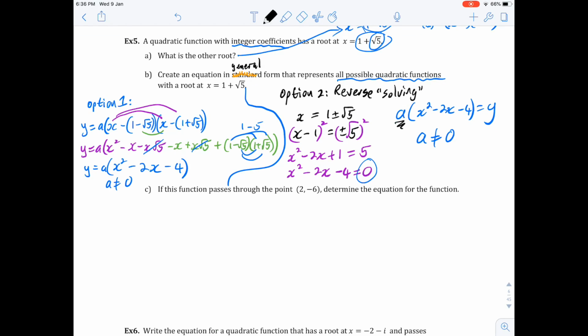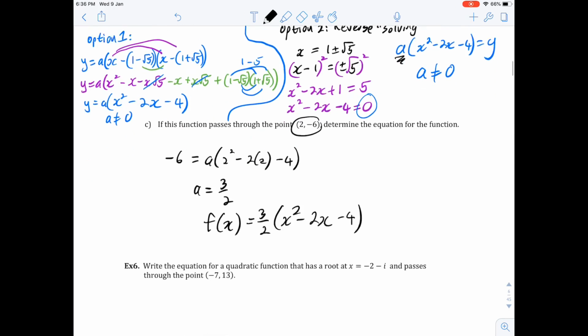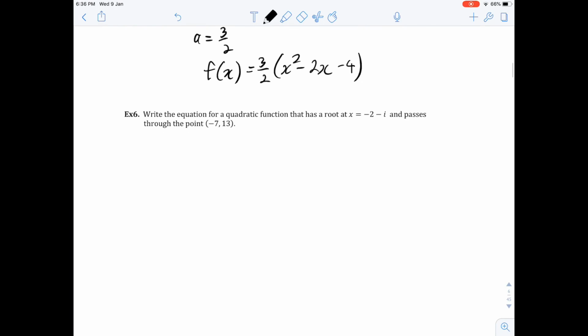Okay, and then the last piece of course is to solve for a. We're now given a specific point that we can substitute in order to find the specific equation as opposed to the general equation which we did in part B. Okay, and so subbing in, minus 6 is equal to a times, and we're going to put 2 squared minus 2 times 2 minus 4, and a ends up being 3 over 2, and our final answer, f of x equals 3 over 2 x squared minus 2x minus 4. No need to distribute. Okay, moving on. Last one.